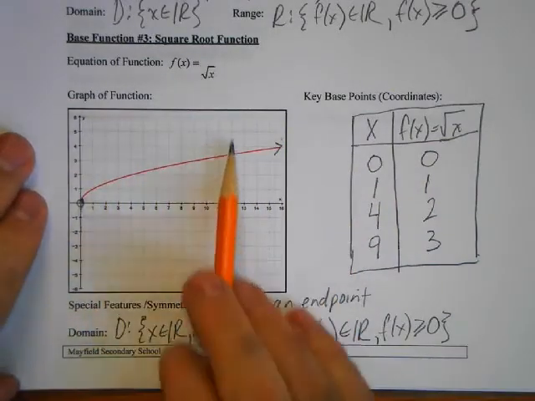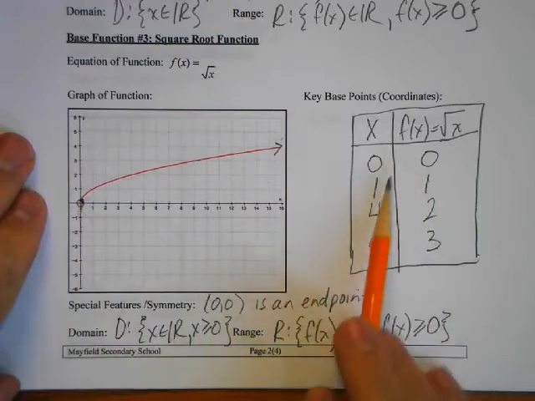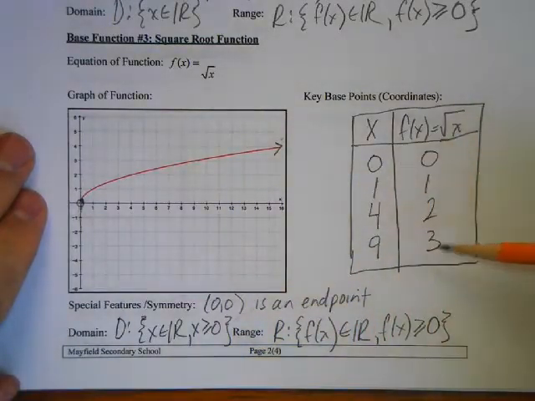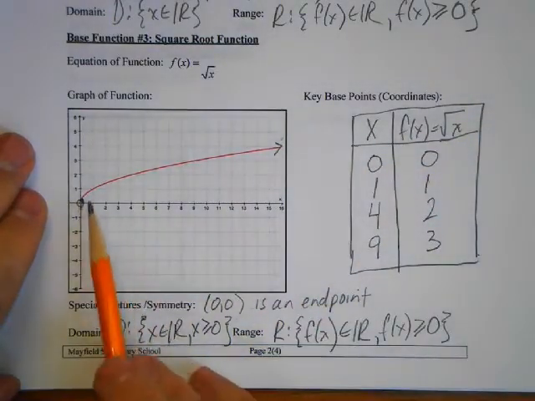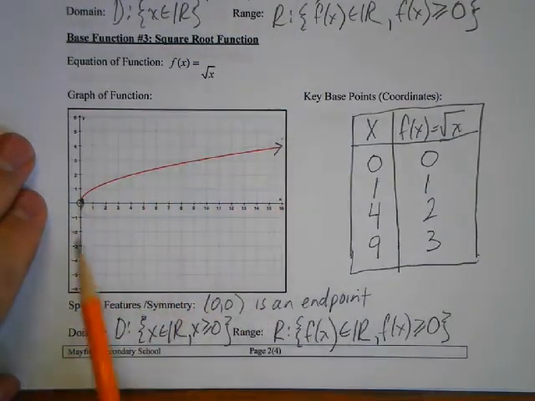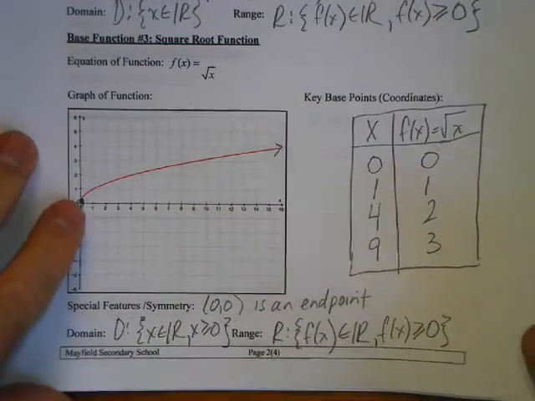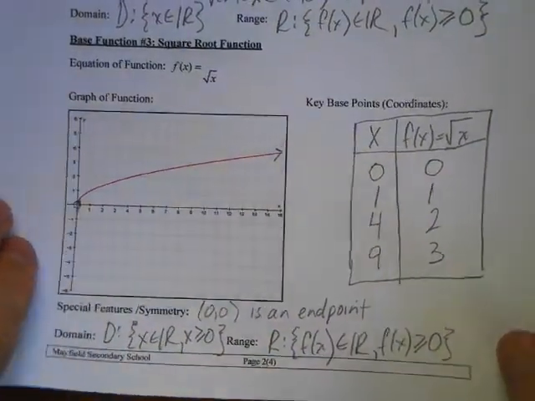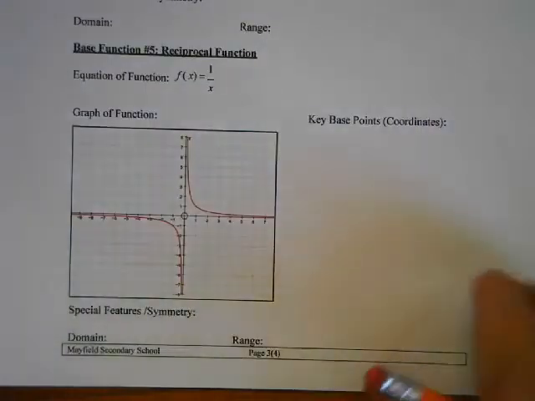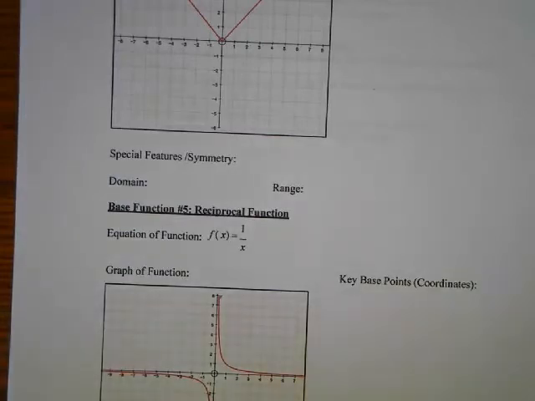Anytime I have something like that, I'm going to start off with these base points because if I was to plot them, they'd give a nice shape of what the graph looks like, but it also gives integer only values, so it's a lot easier for graphing and for working with later on. Okay, so that's base function number 3. 2 more to do.